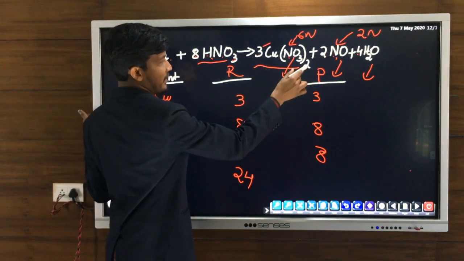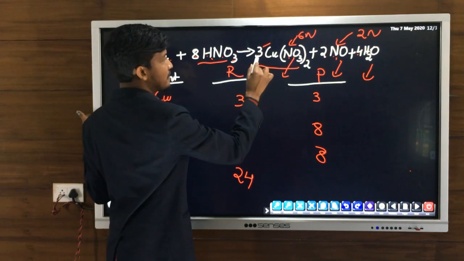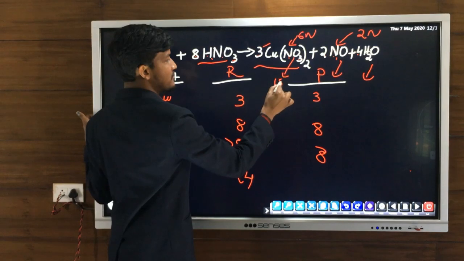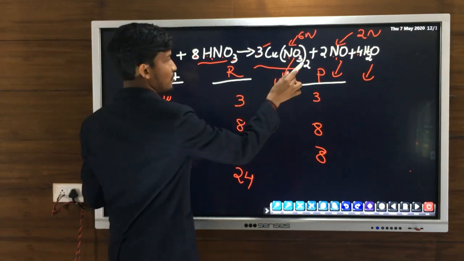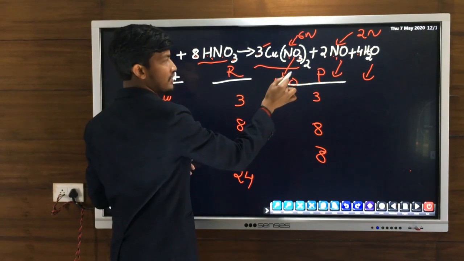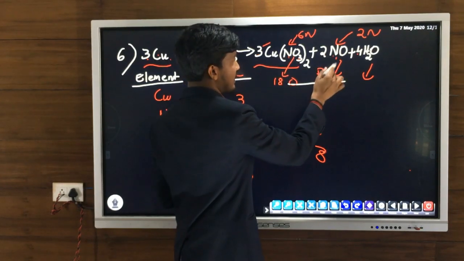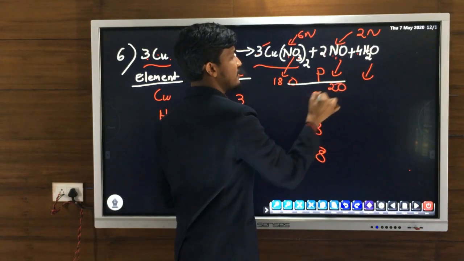See, from CuNO3 twice, how many oxygen atoms? Oxygen is inside the bracket. So 3 into 3, 9. 9 2s are 18. Why? Because O is inside the brackets, so multiply by 2. 3 into 3, 9. 9 2s are 18. 18 oxygen atoms from the first product. From the second product, how many oxygen atoms? 2 into 1, 2 oxygen atoms.